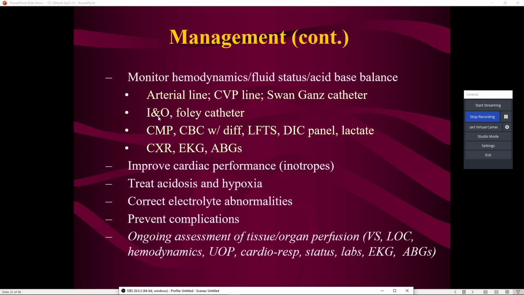I need to know how much you're putting in, or excuse me, how much I'm putting in, how much you're putting out, if any. Foley catheter will go in, and not because you're incontinent. It's going in to monitor strict I's and O's. Definitely going to be getting CMP, CBCs with differential, LFTs, DIC panels, lactates, chest x-ray, EKGs, and ABGs. We'll talk about those more in a little bit.